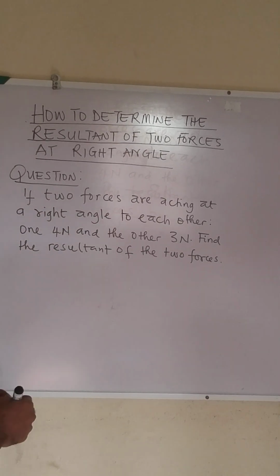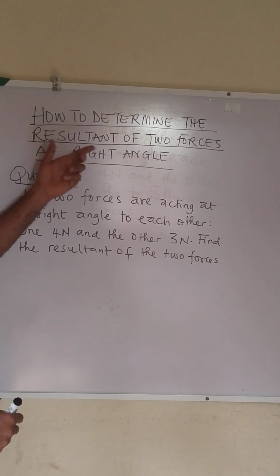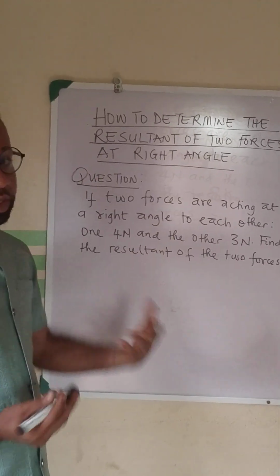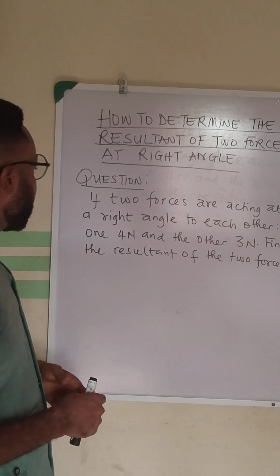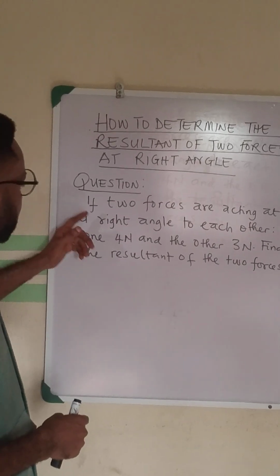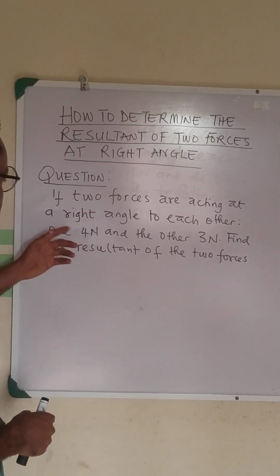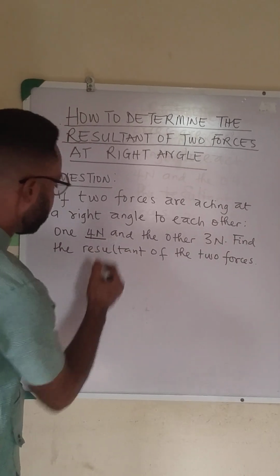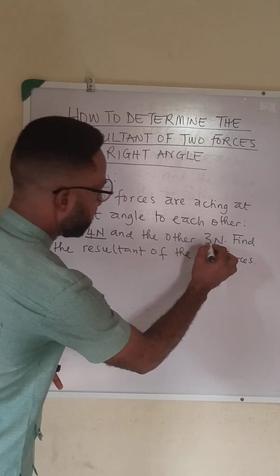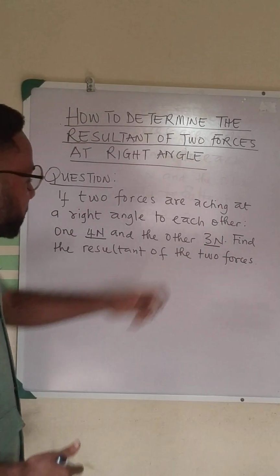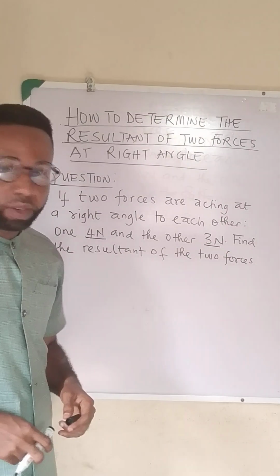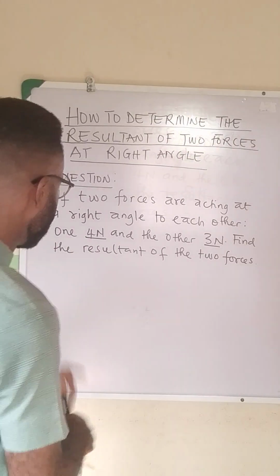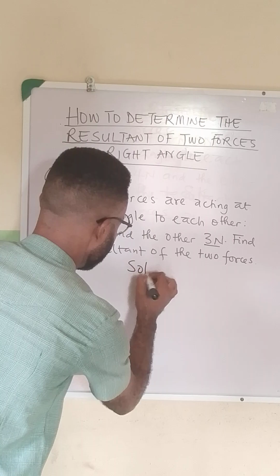All right, viewers, we are going to look at how to determine the resultant of two forces at right angle, or two forces acting at right angle. And so the question is, if two forces are acting at a right angle to each other, one of the forces is 4 Newton and the other is 3 Newton. We're asked to determine the resultant of these two forces. So in this question, it's a solution.